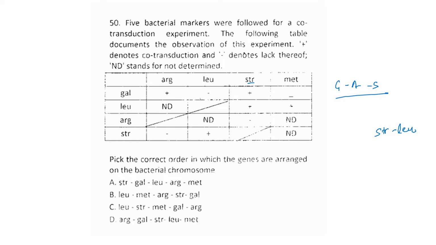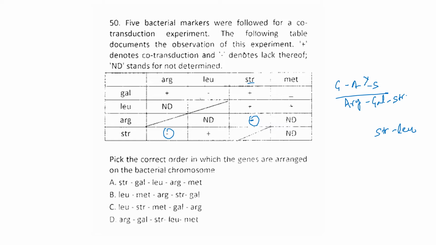Now if we see arginine and STR, here it is a minus sign. It means that arginine and STR are not close together. Again, the same observation as we made over here. This is also minus and this is also minus. So it means it is not like this. So the arrangement is arginine, gal, and then STR.